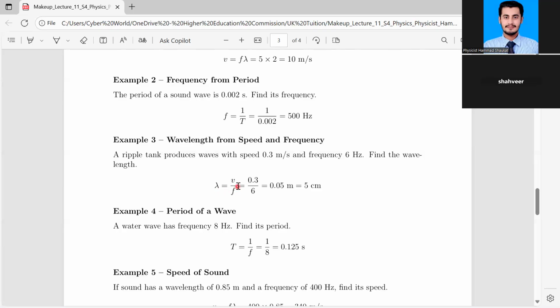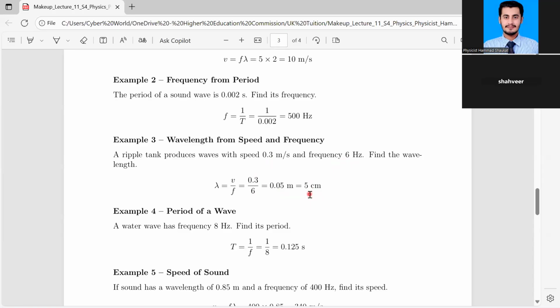So the value for V is 0.3 divided by 6, which is the value for frequency. You will get your answer, which is 0.05 meters. And you can also convert it into centimeters because you know 10 to the power minus 2. So 0.05 meters equals 5 centimeters.